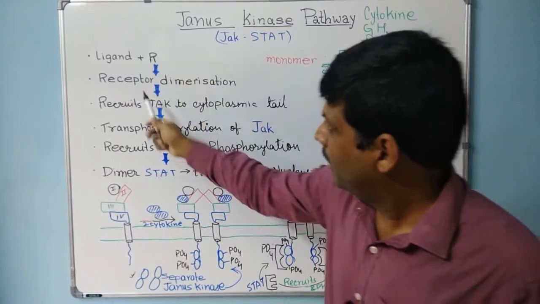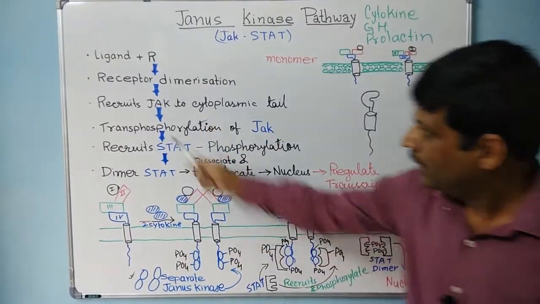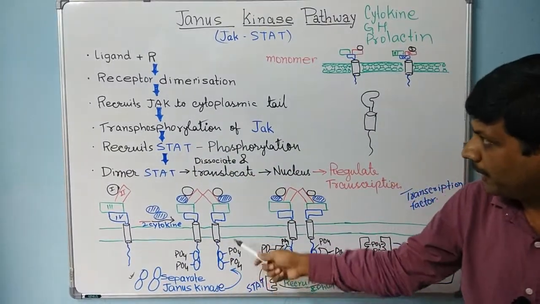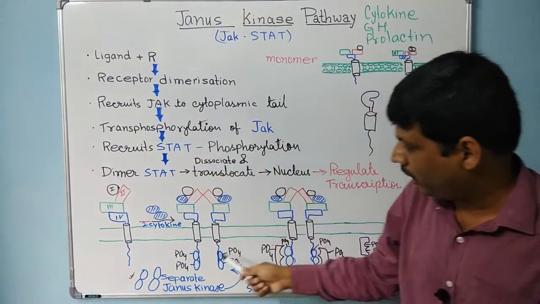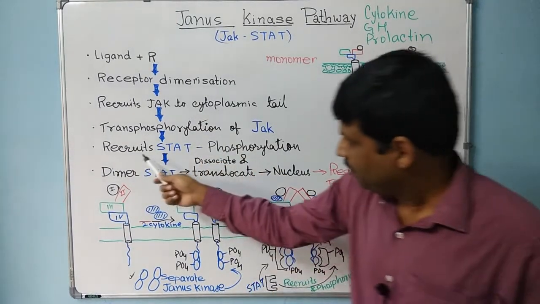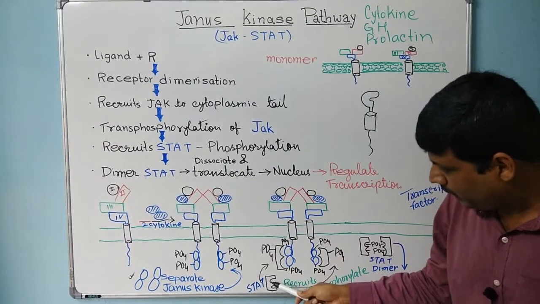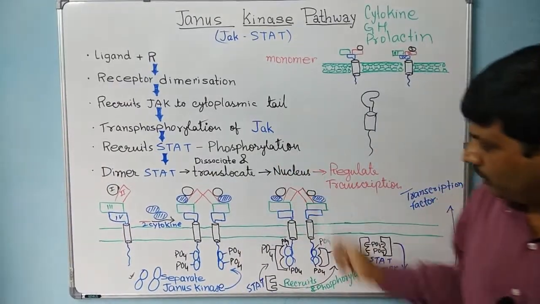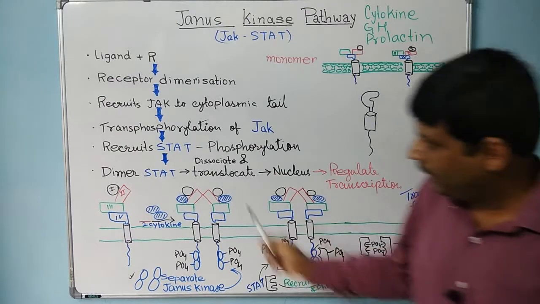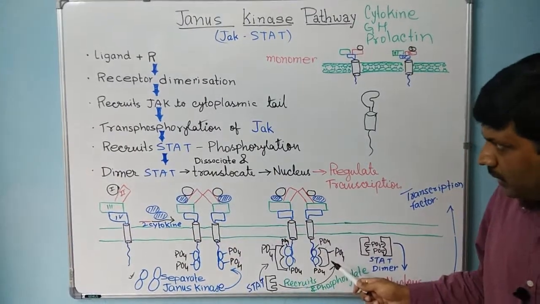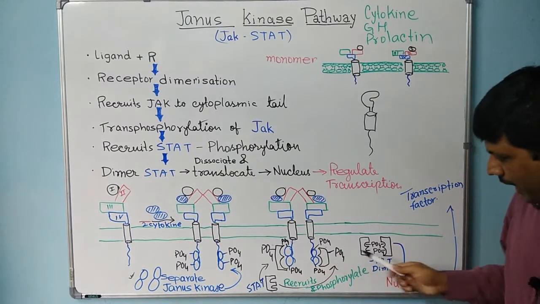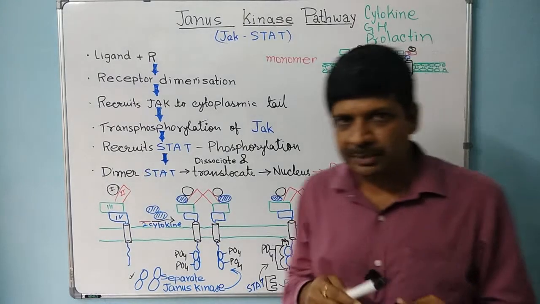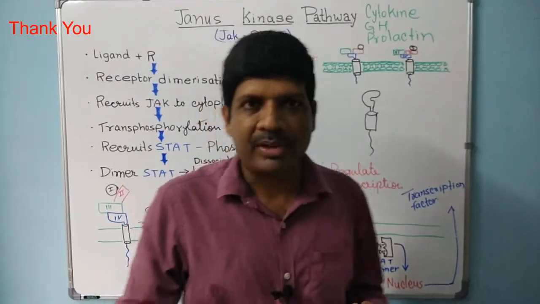Ligand binds with the receptor, then receptor dimerization occurs. Then it recruits Jak to the cytoplasmic tail. Then there is phosphorylation of Janus kinase. Then it recruits another protein here, which binds with the Jak. So STAT is recruited, and its phosphorylation also happens. Then dimerization of STAT occurs, it dissociates from the Jak and goes to the nucleus, and from the nucleus there is formation of transcription factor proteins, and then ultimately the effect would be given.